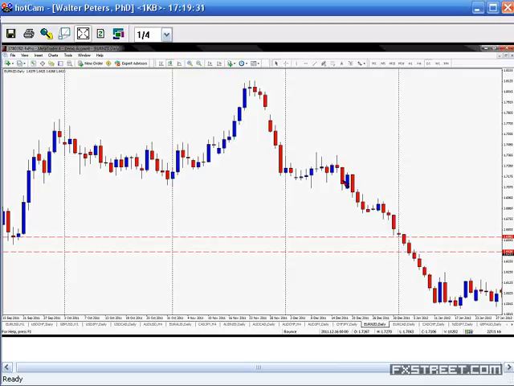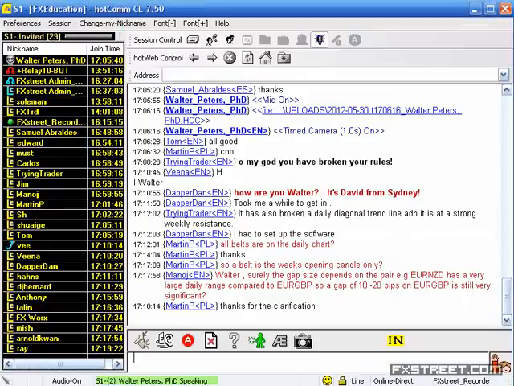Manoj has a great question here. You're right, Manoj. Manoj says the gap size depends on the pair. So the Euro New Zealand has a very large daily range compared to the Euro Pound, which has a small one.